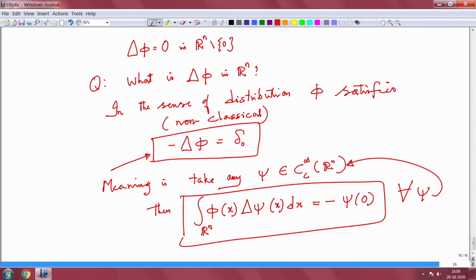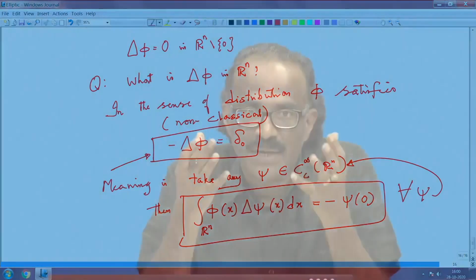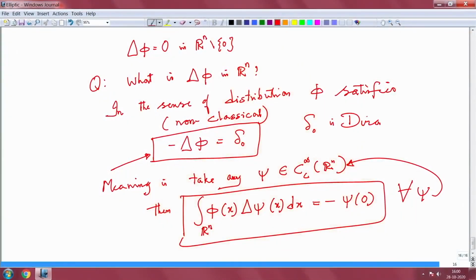That is how you understand it. What we are actually doing is trying to understand this in the proof of the theorem. Since you do not know what a distribution is, and phi has information stored at the singularity, something like what I explained here, in the sense of distribution we are trying to understand the action of phi on test functions. That is the integral of phi of x times Laplacian of psi, which is its action, and that gives you this. And delta naught is called the Dirac delta.